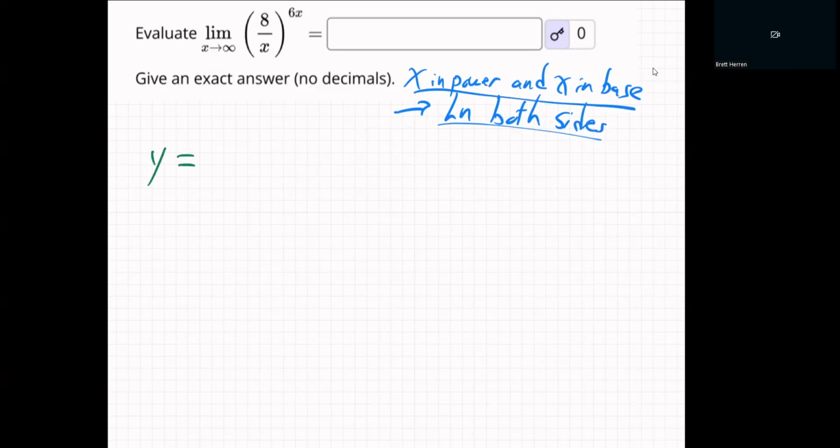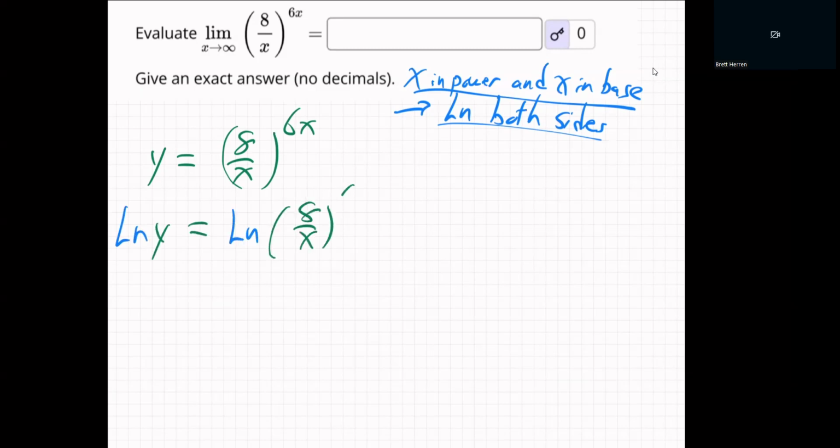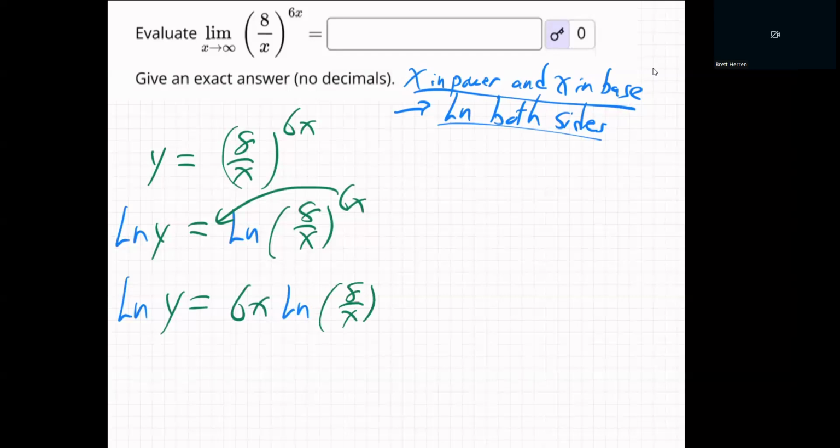Let's take out the limit for just a minute. We'll just take this function, 8 over x to the 6x, and then we're going to ln both sides. ln y is ln of (8 over x) to the 6x, and then bring that power down. That's the great thing, that's the log quality we love that allows us to deal well with powers. Okay, so we get 6x times the ln of 8 over x, right?